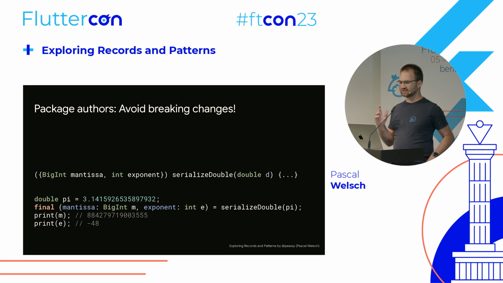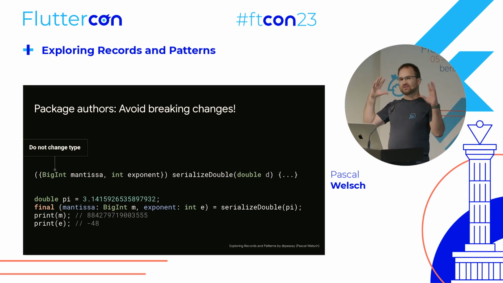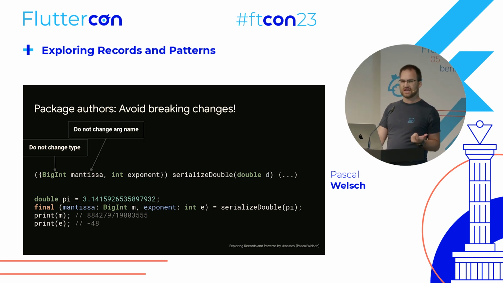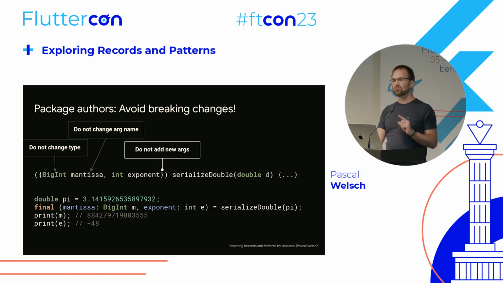For example, in this serialized double function, you cannot change the type or the form of a record. This is a breaking change because people can destructure your record, and whenever you change something, you will break their code. So do not change the types. Definitely do not change the name. You have to be very strict about that. And most importantly, do not add a new argument to a record.